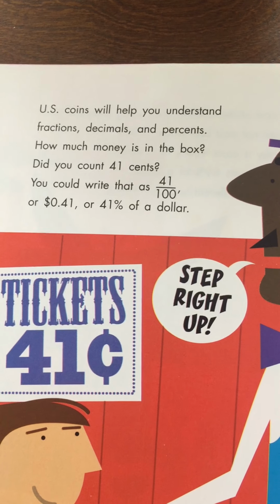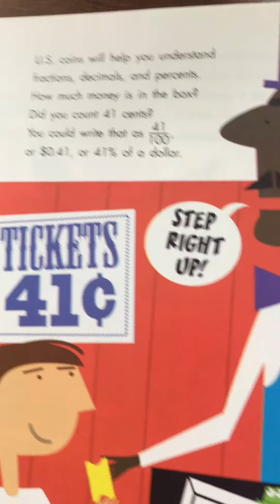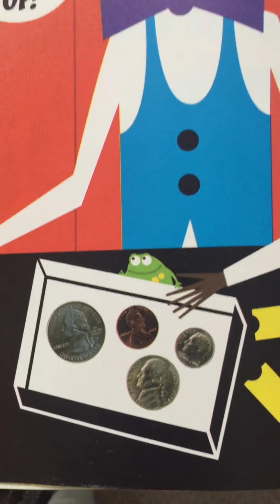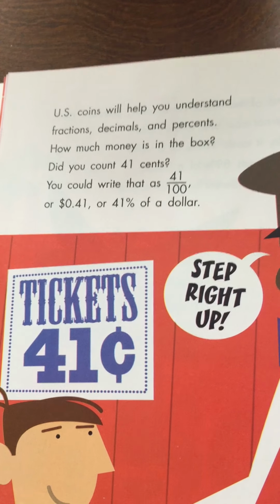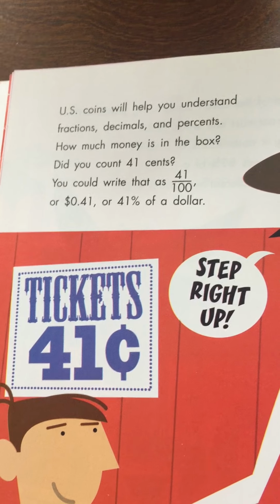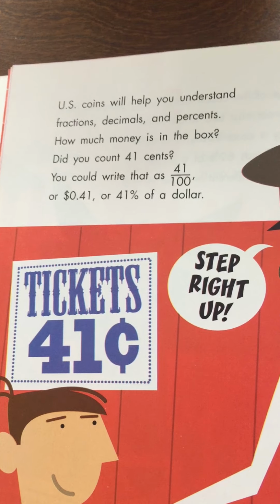U.S. coins will help you understand fractions, decimals, and percents. How much money is in the box? Did you count 41 cents? You could write that as 41 over 100, or 0.41, or 41% of a dollar.